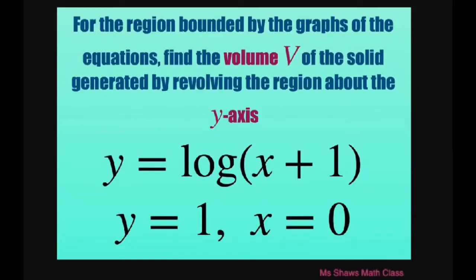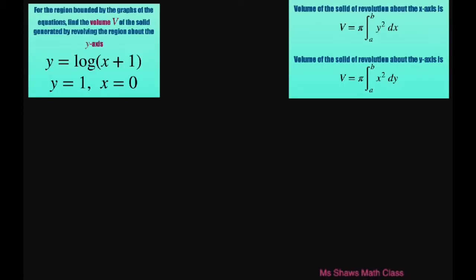Everyone. For the region bounded by the graphs of y equals log of x plus 1, y equals 1, and x equals 0, we're going to find the volume of the solid generated by revolving the region about the y-axis. Since it's the volume of the solid of revolution about the y-axis, we're going to use this formula.